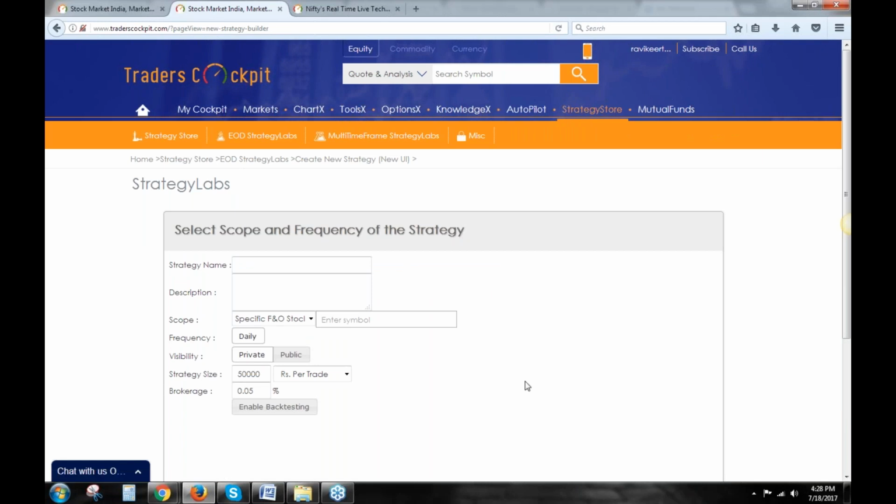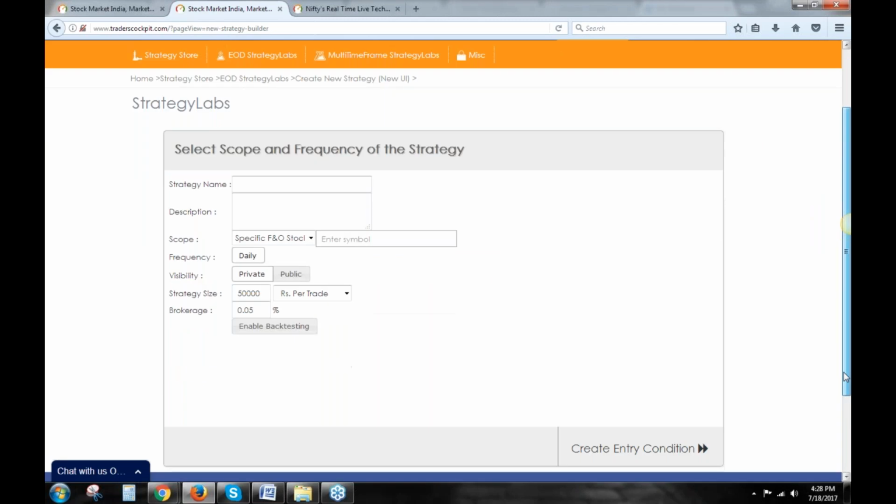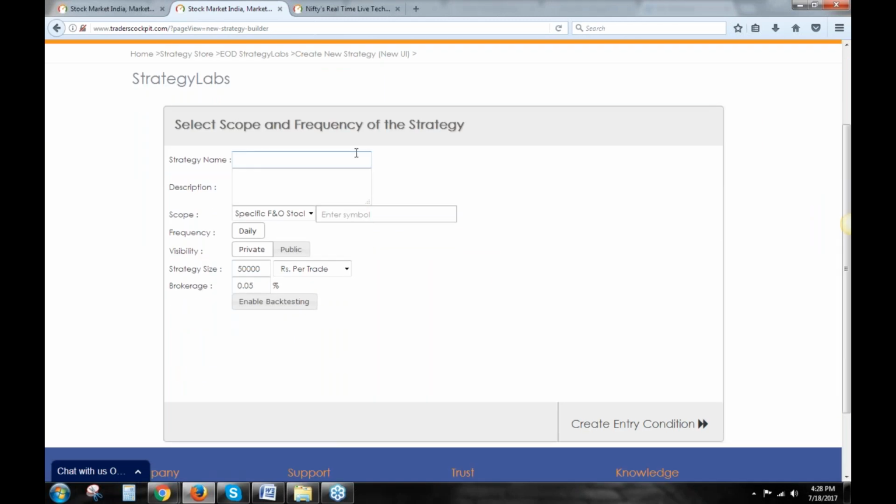Now in the EOD Strategy Labs, the introductory front page will look somewhat like this, where you need to enter the strategy name. For example, I name it Demo 18th July, which is today's date. And then the description will be optional. If you want, you can put a brief description. Suppose I want to check for a breakout in Nifty. So this can be a breakout strategy in Nifty.